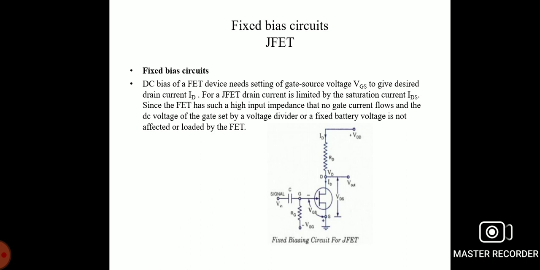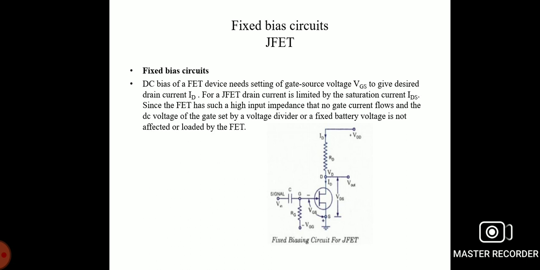So here the fixed bias DC is obtained using a battery VGG. This battery ensures that the gate is always negative with respect to the source and no current flows through the resistance RG. The gate current is equal to 0. The battery provides the gate source voltage to bias the N channel JFET, but no resulting current is drawn from the battery VGG.